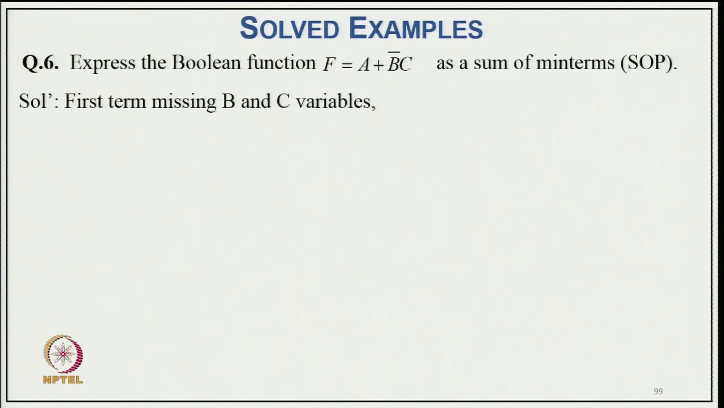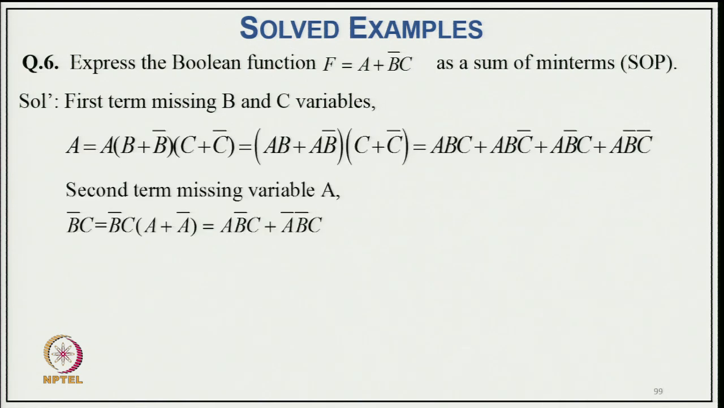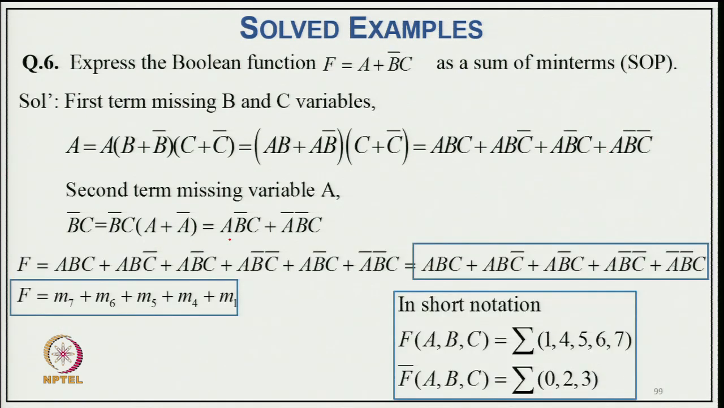Coming to expressing the Boolean function f equal to a plus b bar c as a sum of minterms. The first minterm is missing. So you have to put, typically along with it, a plus a bar, which is again 1. So you can have a presented here. You put the value here and it comes as typically 4 terms. The second term is missing a, that also you put, and finally the expression comes in this form, which we can represent in minterms m 7, m 6, m 5, m 4 and m 1. This total expression in short form can be presented as a sum of 1, 4, 5, 6 and 7, and finally it can be in the form of this.